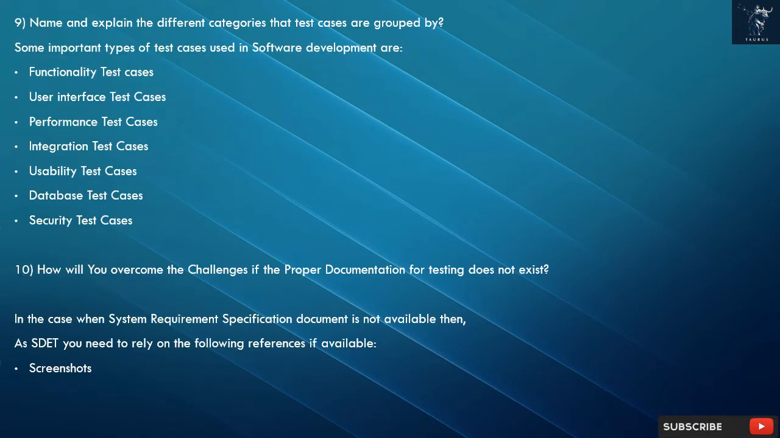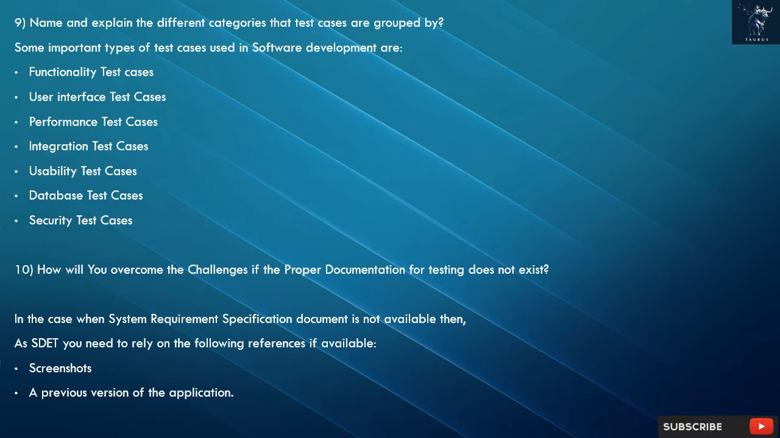9. Name and explain the different categories the test cases are grouped by. Some important types of test cases used in software development are functionality test cases, user interface test cases, performance test cases, integration test cases, usability test cases, database test cases, and security test cases.